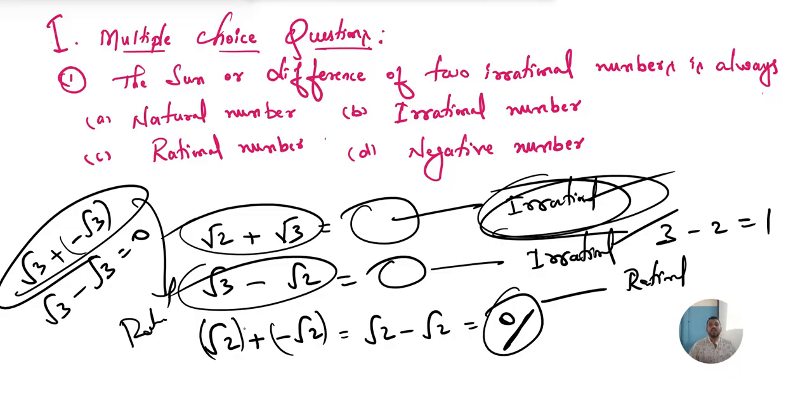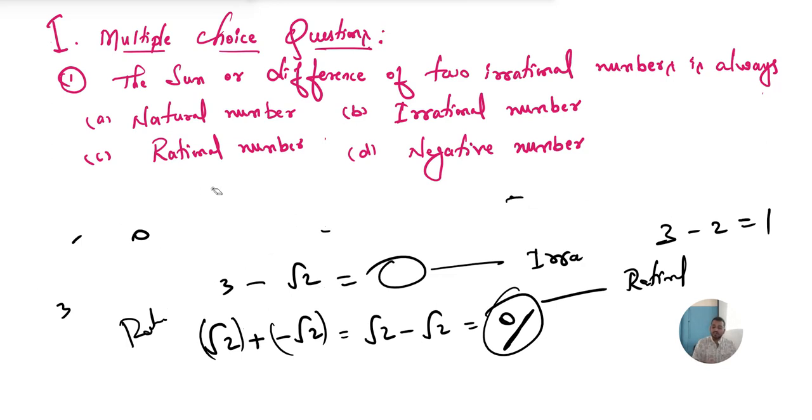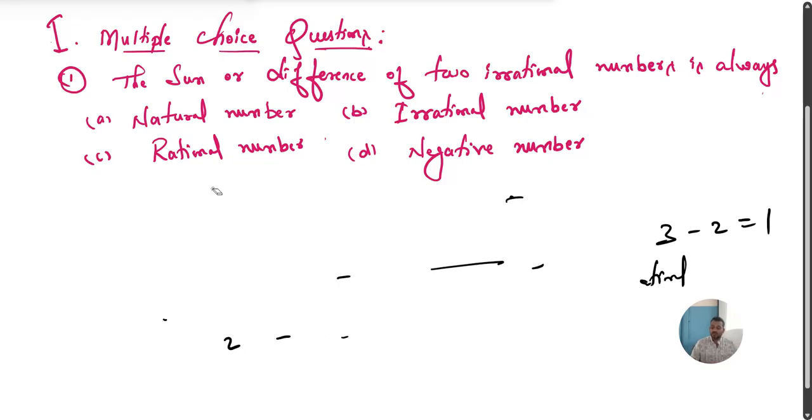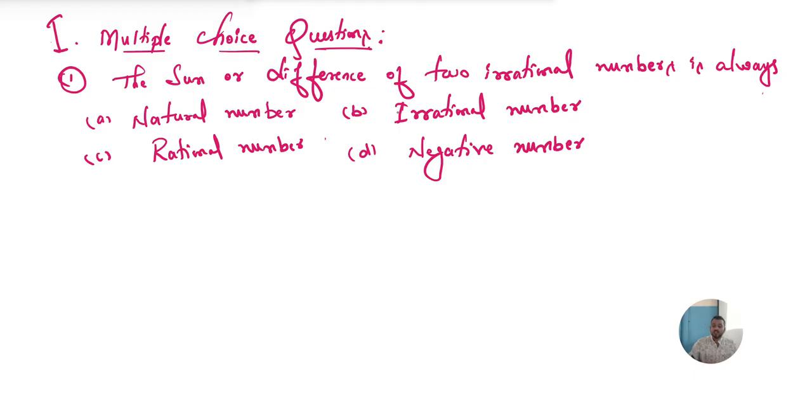But here we can't give both as the answer because we have to select any one. We can't tell option B and option C both. So which answer do we give preference to? Actually both are the right answers. They were supposed to give both, but they have not given both, unfortunately. So which one shall we prefer? Sum or difference of two irrational numbers is always... let me give preference to irrational only.